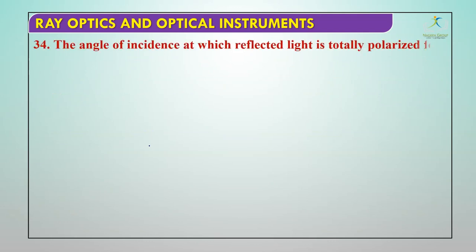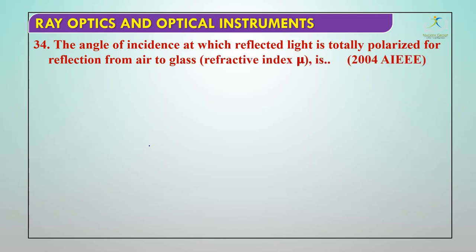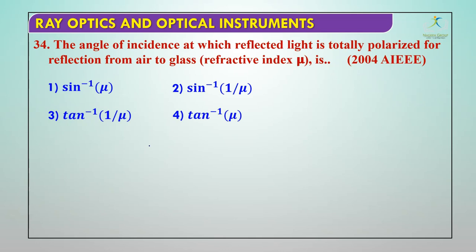Next question: the angle of incidence at which reflected light is totally polarized, for a reflection from air to glass of refractive index mu, is: sin inverse mu, sin inverse 1 by mu, tan inverse 1 by mu, and fourth, tan inverse mu. Solution: we have tan i is equal to mu. So according to this, the value of i is equal to tan inverse mu.